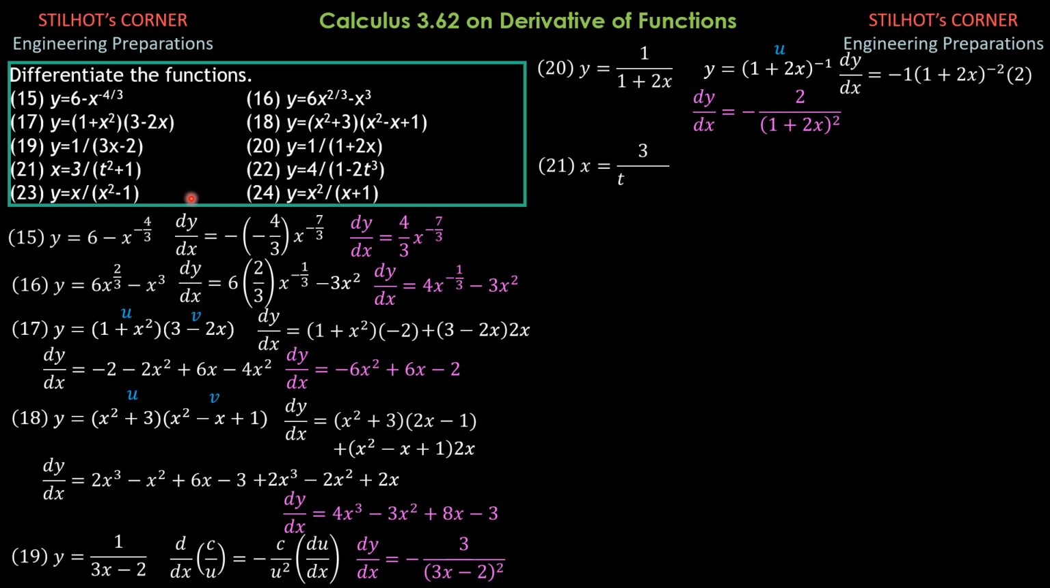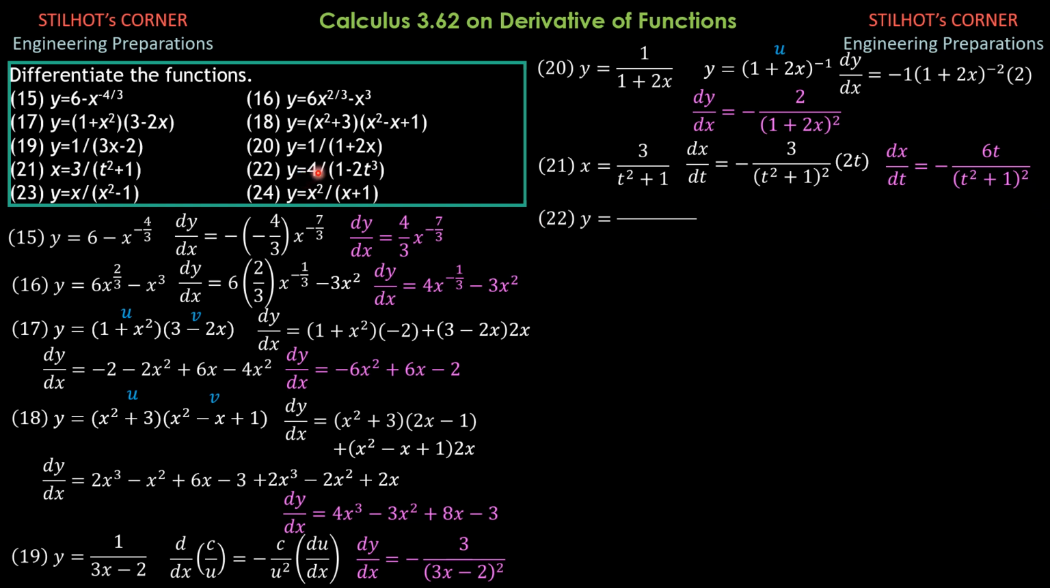Problem 21, it's the same: x is 3 over quantity t squared plus 1. So I'll use this guide here. The derivative dx/dt is negative 3 over quantity t squared plus 1 squared, then times the derivative of t squared plus 1 with respect to t, which is 2t. Simplifying, dx/dt is negative 6t over quantity t squared plus 1 squared.